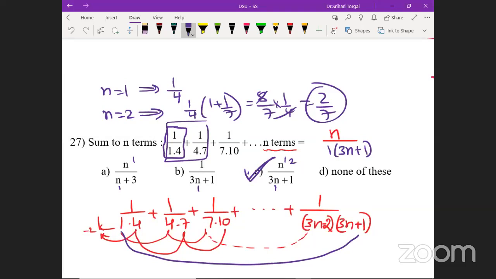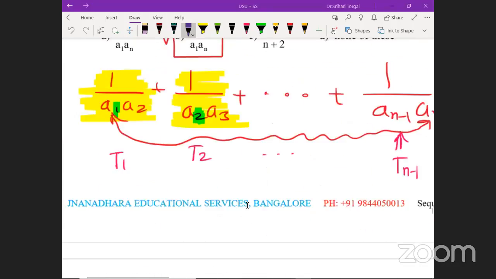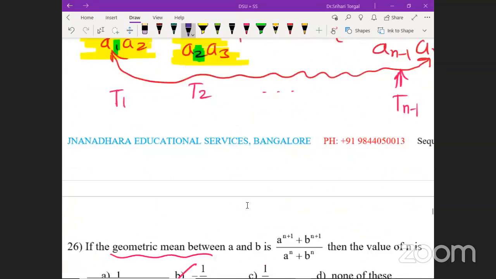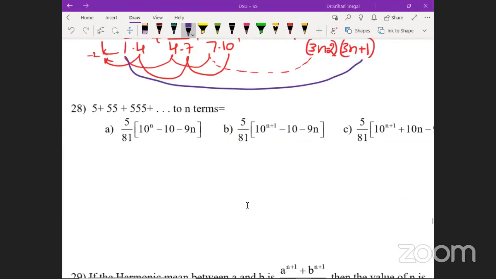Correct, Ishi Sharma, you are right. That is what I have done here, when n is equal to 2, 2 by 7. It is a little bit lengthier. If you see this kind of problem, both methods are okay. Right. Yes, Karthik. Right. Let's move on to the next problem. Question number 28.